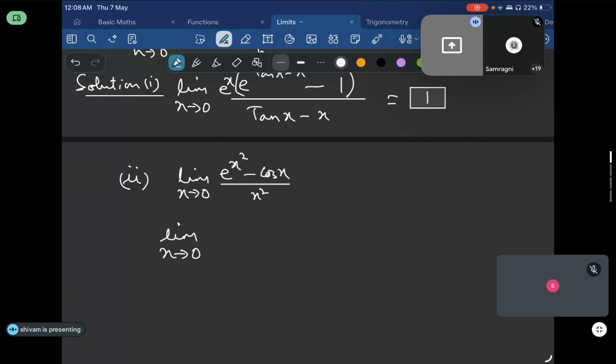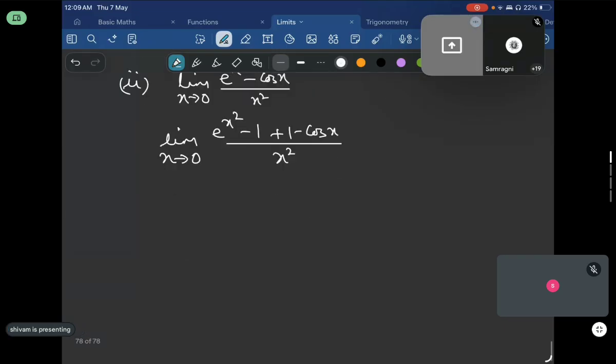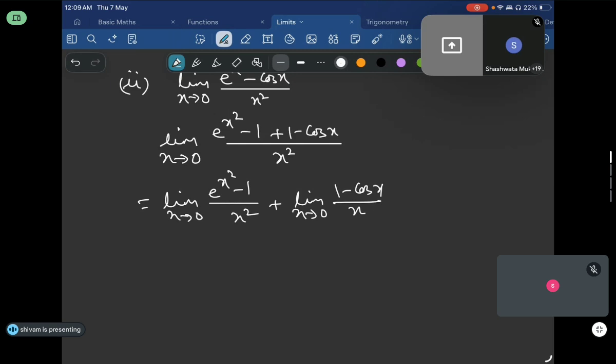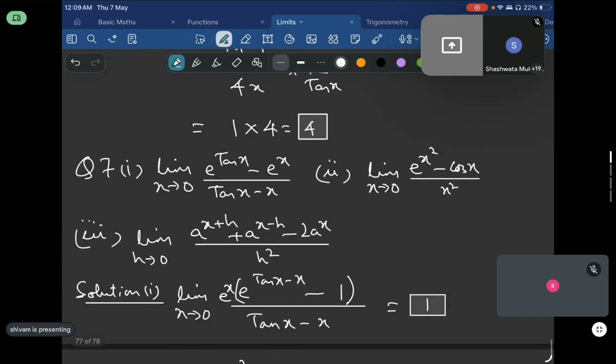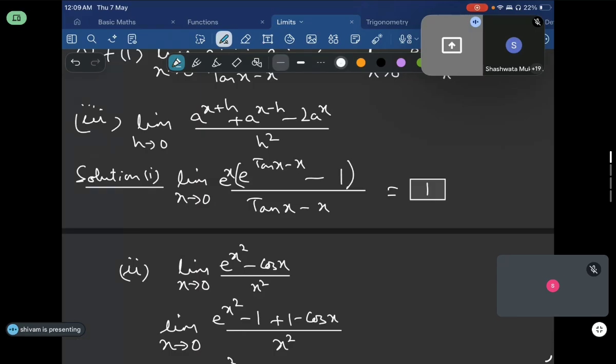Limit x tends to 0, e to the power x square minus 1. Okay, I have subtracted one, so I have to add one. So plus 1 minus cos x upon x square. Shashwato, are you getting? Yes, sir. So this is limit x tends to 0, e to the power x square minus 1 upon x square. This is the first limit. Plus limit x tends to 0, 1 minus cos x upon x square. The first one is 1. Second one is half. 1 plus half is 3 by 2. Okay. Quickly solve part 3.